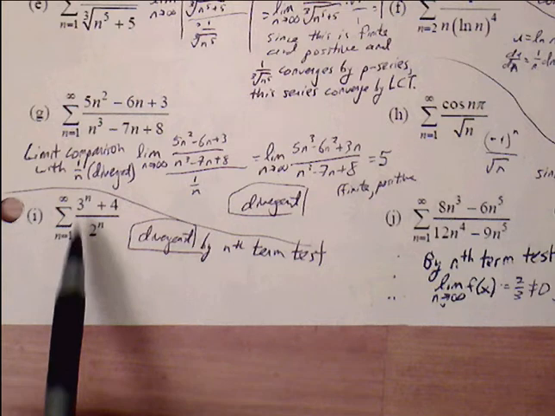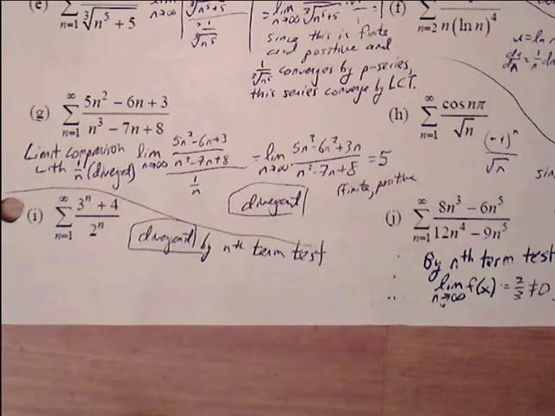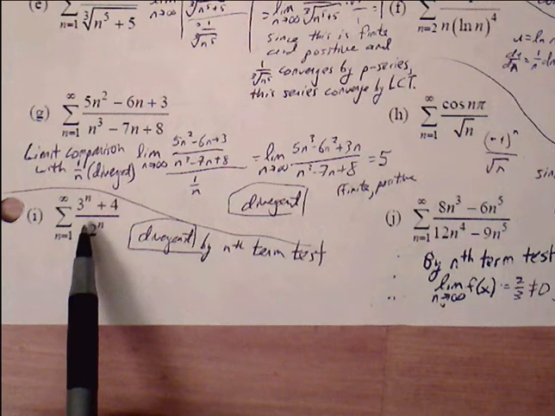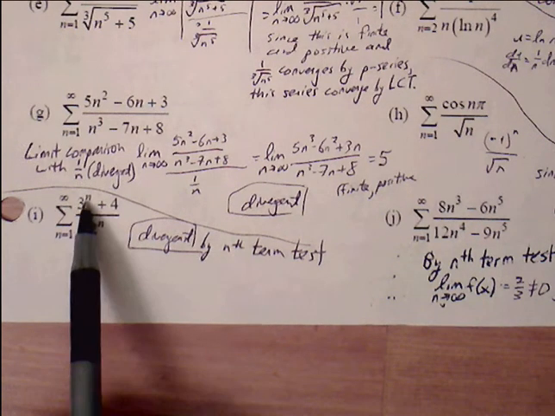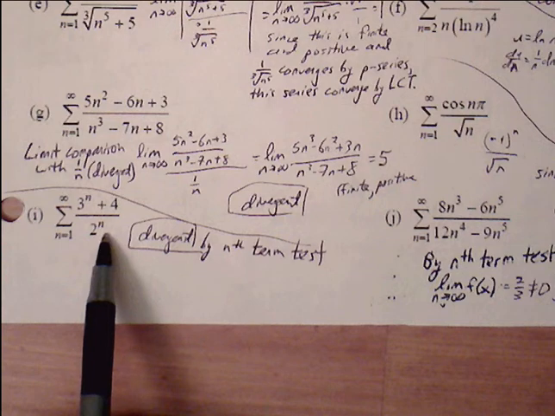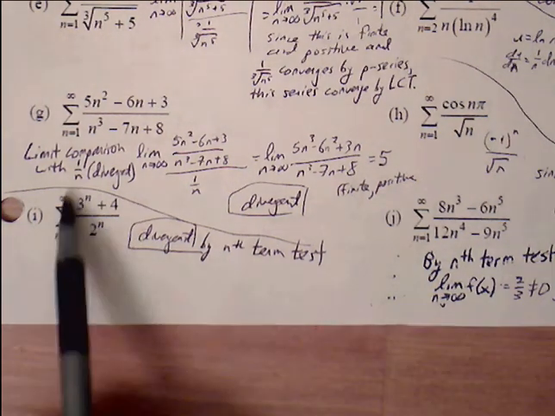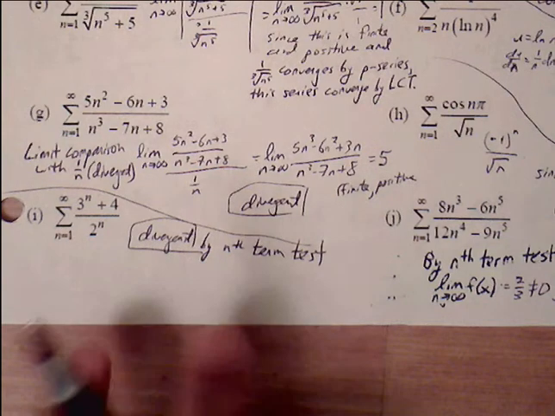All right, we have 3 to the n plus 4 over 2 to the n. If we use the nth term test, we see that 3 to the n is going to increase at a much faster rate than 2 to the n, and so therefore this will diverge by the nth term test, since the limit of the sequence does not equal 0. It will go to infinity.